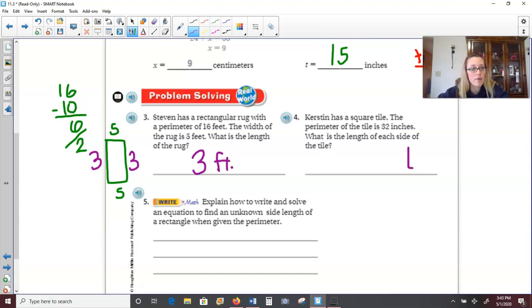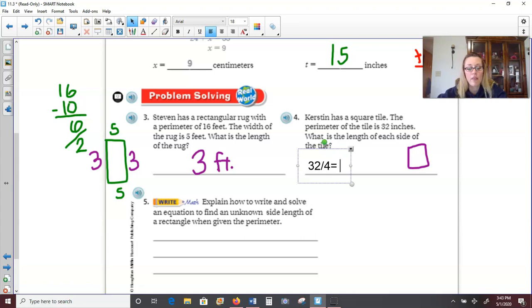The perimeter of the tile is 32. What is the length of each side? So drawing my best square, all 4 sides of a square are equal. If there are 32 inches total around, we're going to do division. 32 divided by 4 because there are 4 sides in a square, and that equals a total of 8. So 8 inches would be the length of each side.